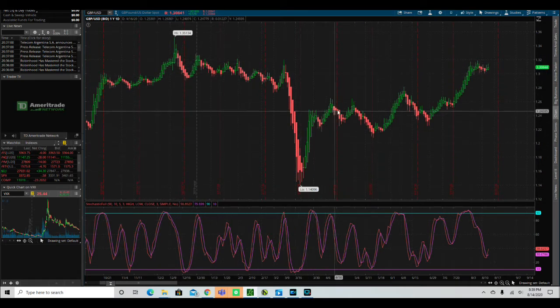Smooth. Right? So that's the first thing I want to do. I want to have a clear picture of the trend. What's going on, where it's going, right? Now I want to go to my time frame.